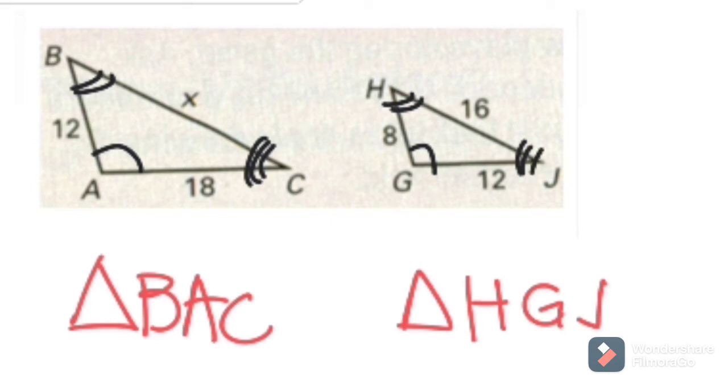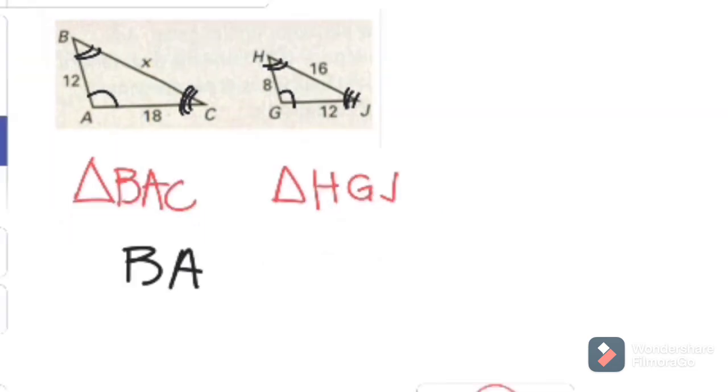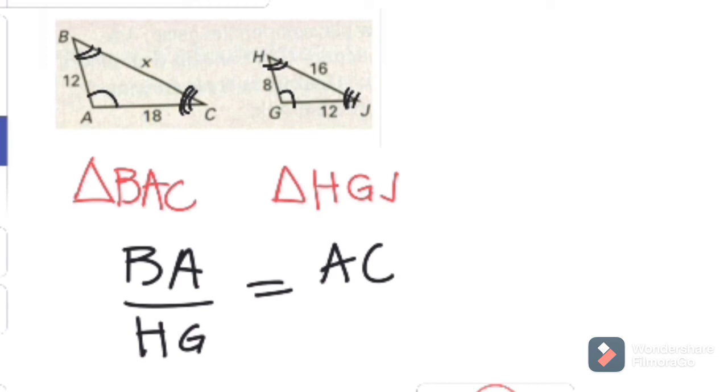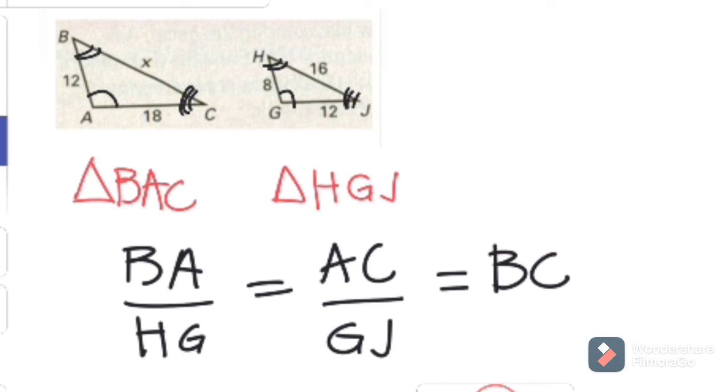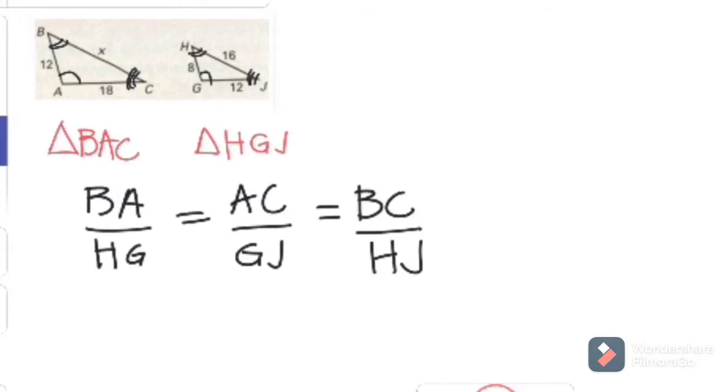Focus on sides that are corresponding before we check if they are really proportional. So we have BA corresponds to HG, and then AC corresponds to GJ. Observe, we start with the big triangle and then the smaller triangle. We have BC corresponds to HJ. Then we can now proceed on finding the side lengths.